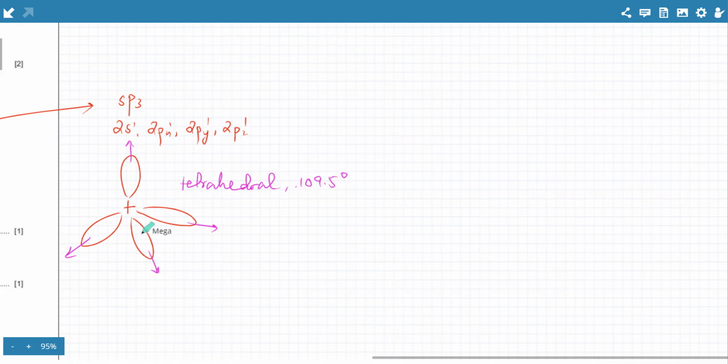Because the shapes of all 4 orbitals change, they got stretched in different directions because the electrons were getting pulled in different directions. So you give them new names. You start calling them sp3 hybrid orbitals. So that's carbon forming four single bonds with four atoms.